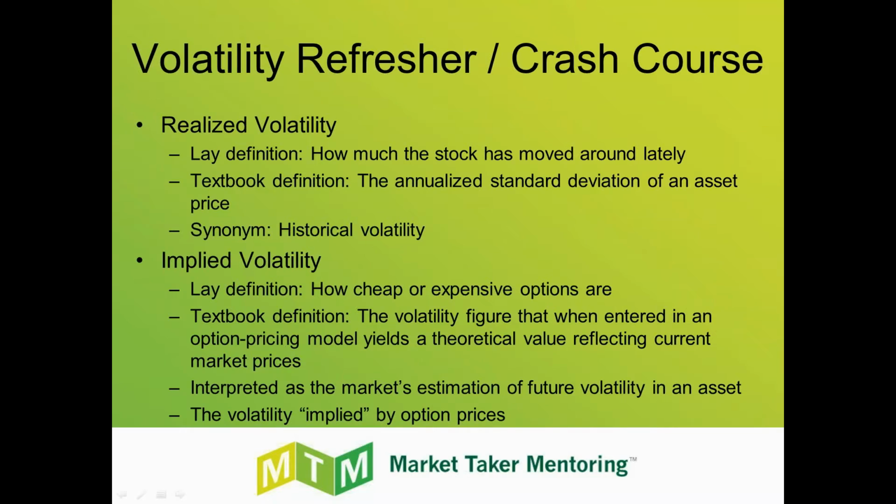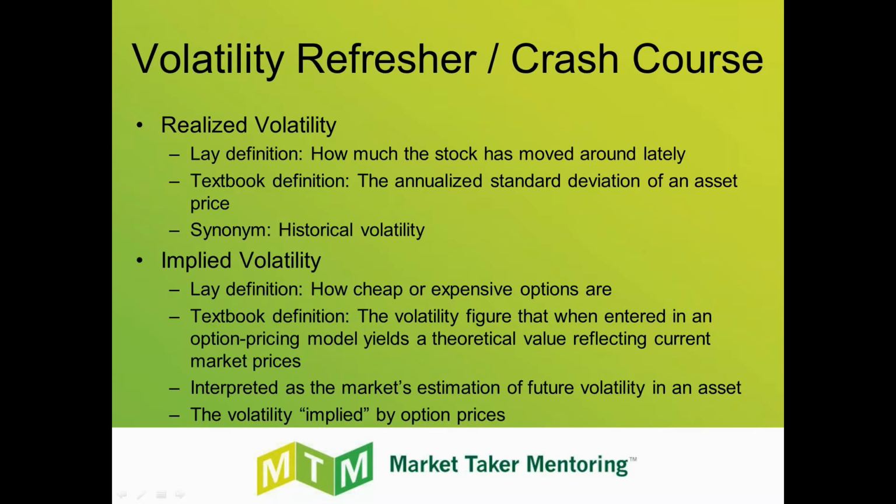Now, realized volatility, which is also called historical volatility, is the volatility that you think of when you think of volatility. It's how much the underlying stock moves around. So you look at a stock chart and the stock is whipping all over the place, like we saw over the last 3 or 4 trading sessions. Well, that's realized volatility. The stock is experiencing a lot of realized volatility. That's measured using the annualized standard deviation of the closing prices.